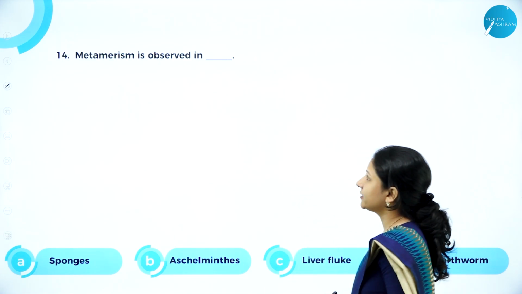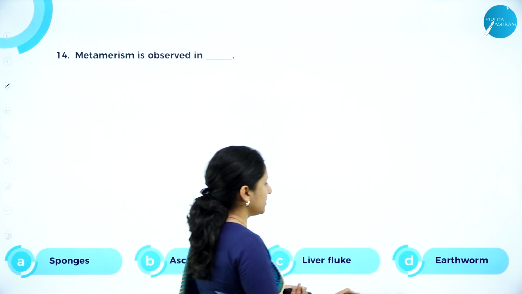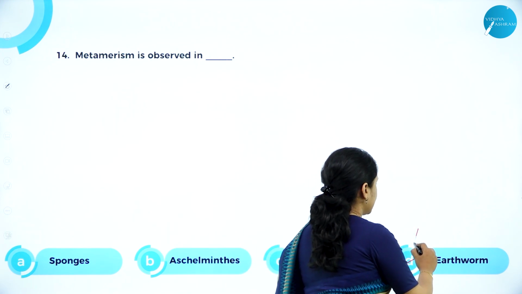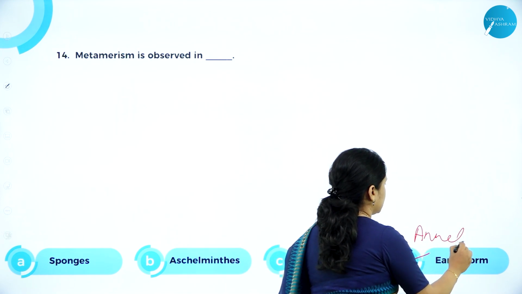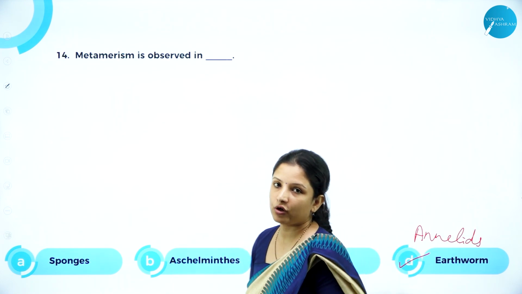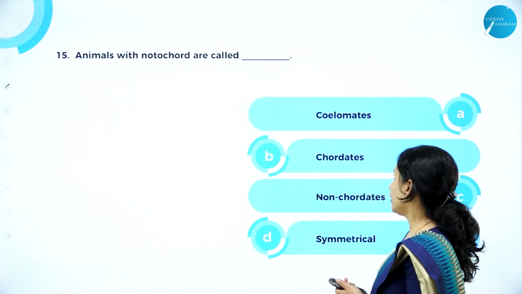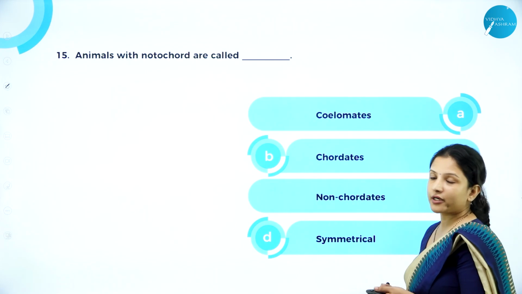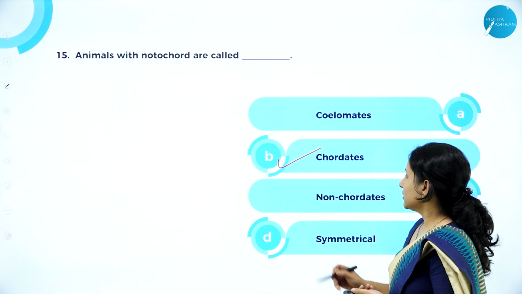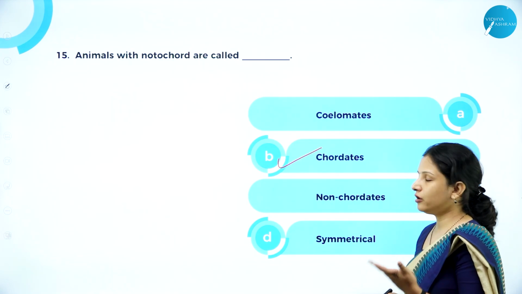Metamerism is observed in dash. Metamerism means segments, and I told you metamerism is seen only in earthworms, that is, in annelids. Earthworm, leech, Nereis, all of that show metamerism. Next, animals with notochord are called? Is it coelomate? No. Animals with body cavity are called coelomates. Is it chordate? Yes, chordate is the right answer. Is it non-chordate? No, because animals without notochord are called non-chordates.